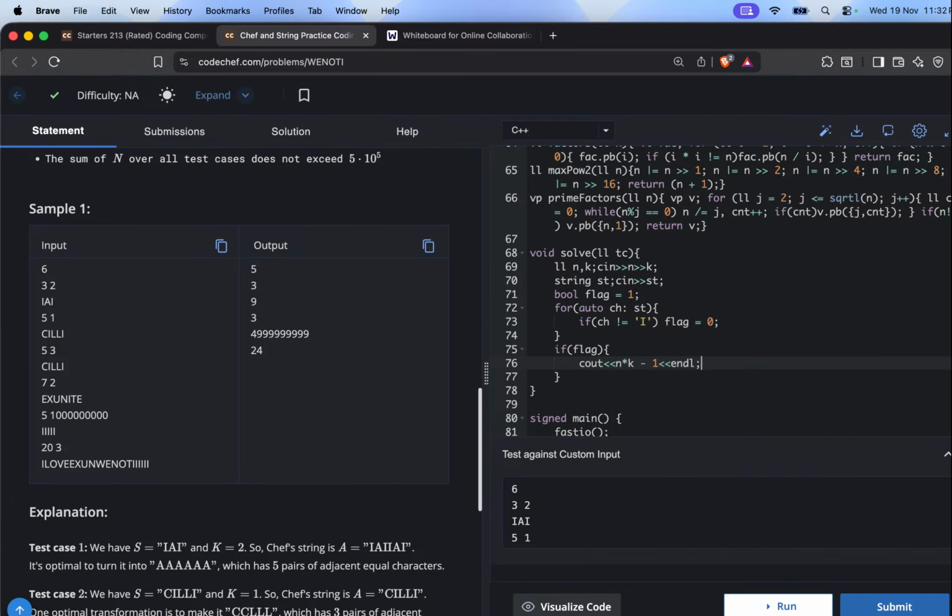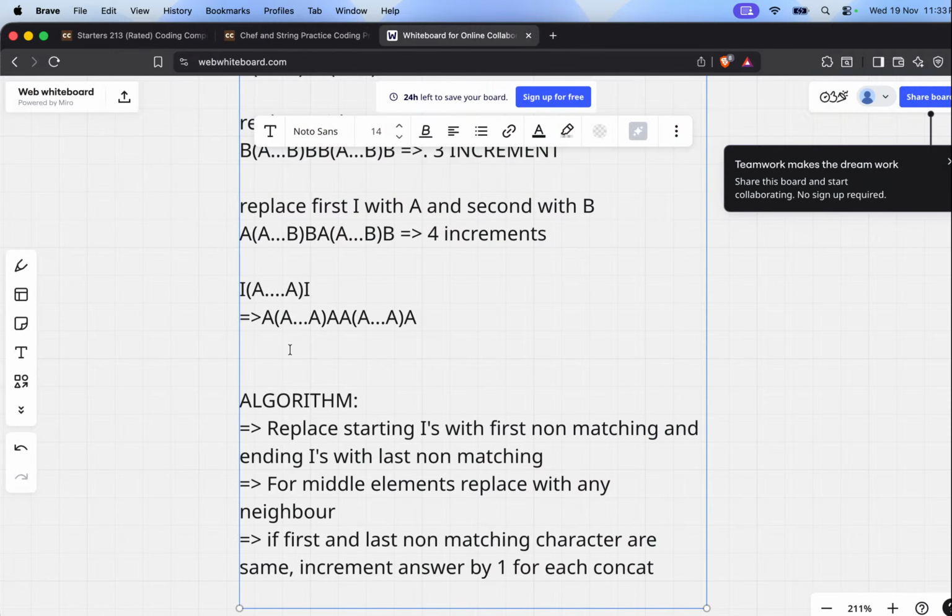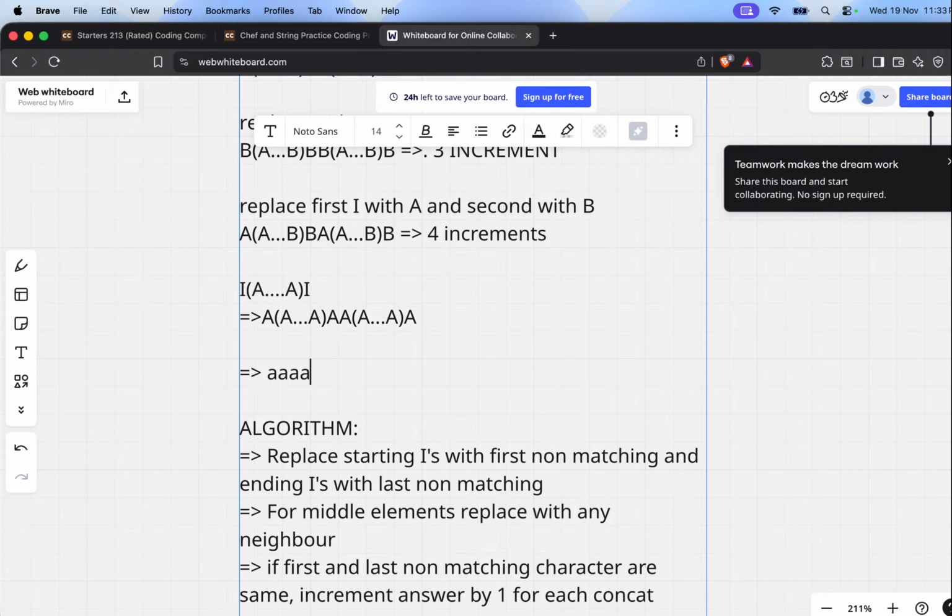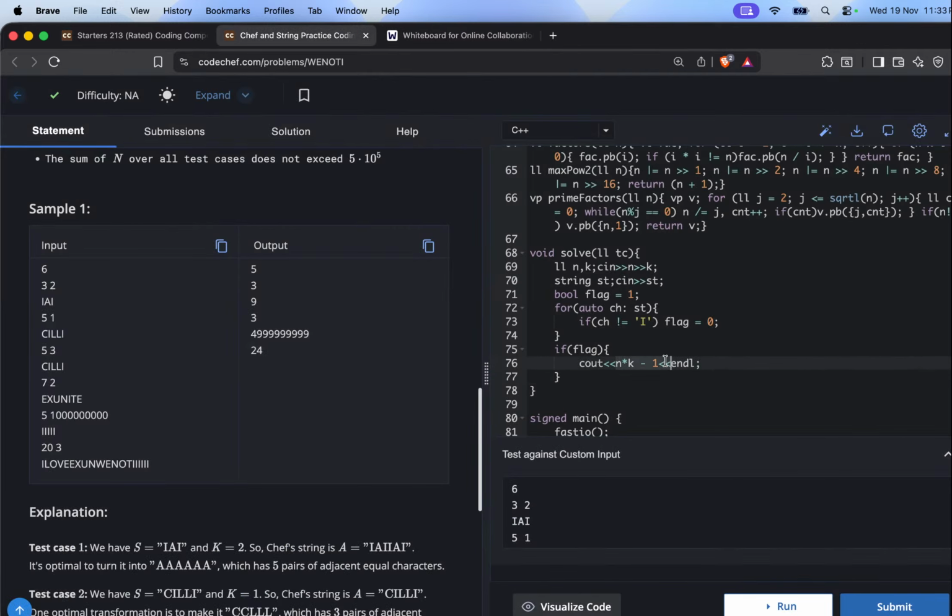Why this? Because every character is matching, and each character matches with its previous element. Like if there are only A's, the answer is 3, because how many pairs can be made? 3 pairs, that is total size minus 1, which is what we have printed. Total size is n times k, minus 1, because one less pair can be made.